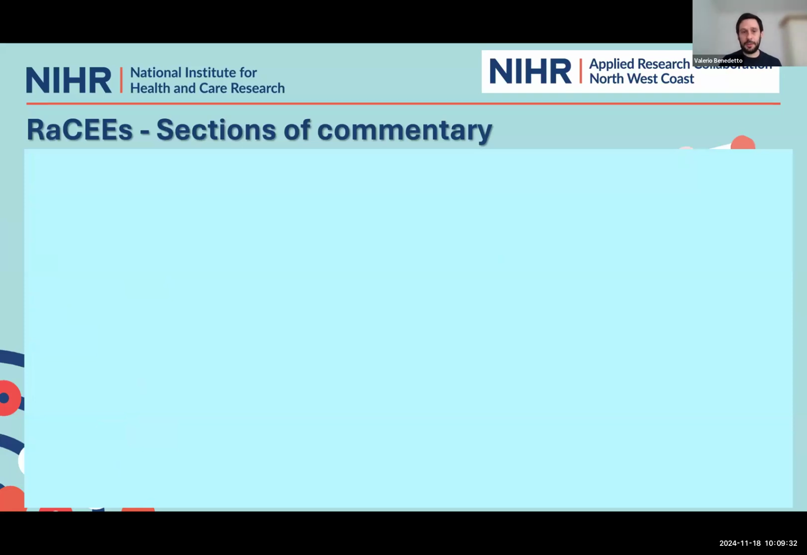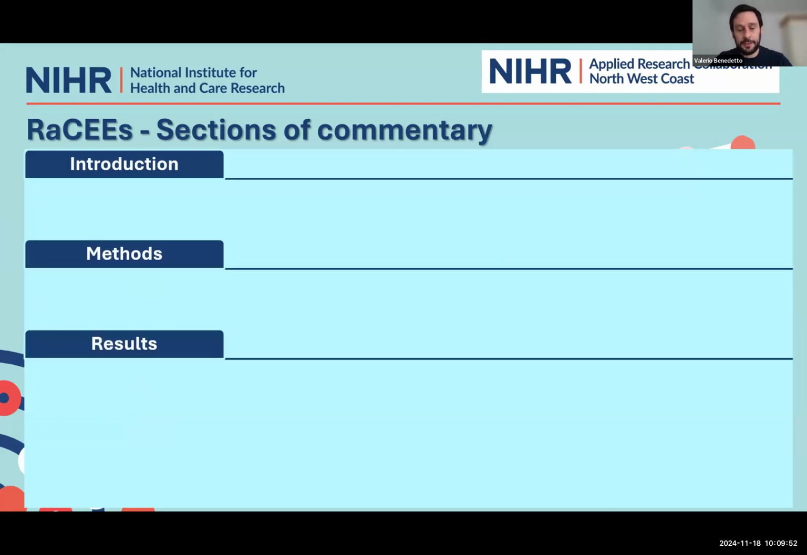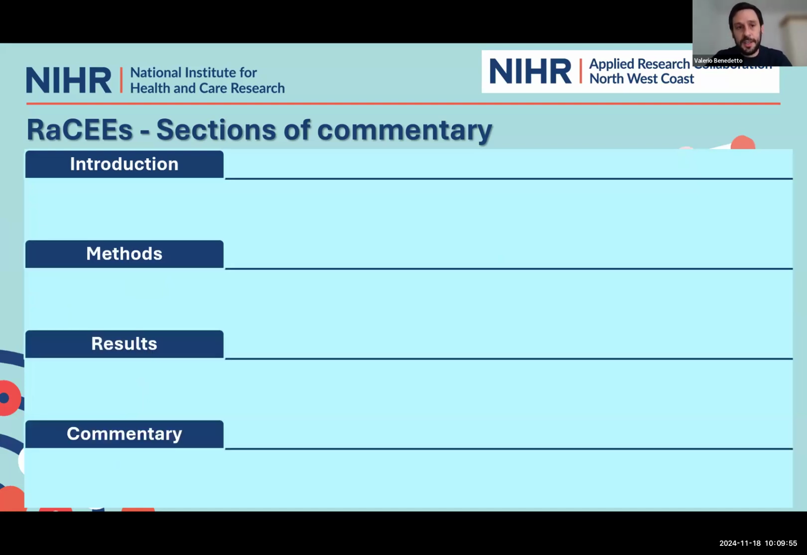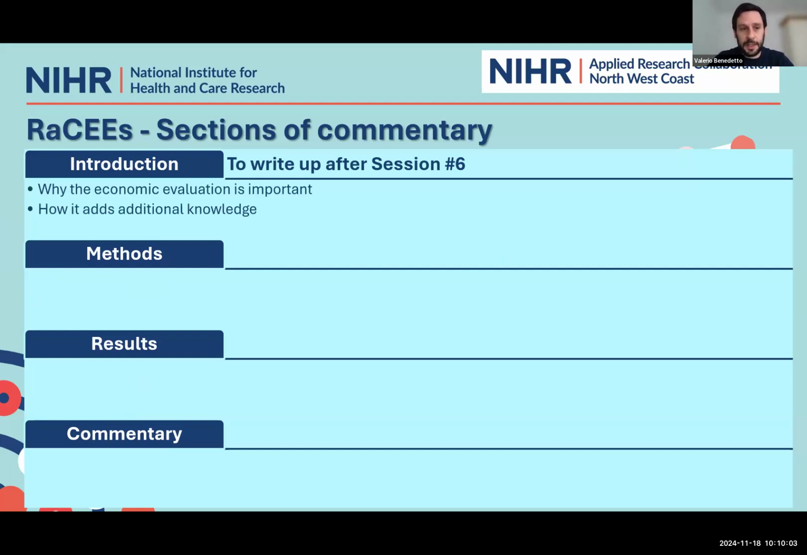But before we do that, I wanted to talk a bit about the different sections of our commentary. So at the end of the course, we will have a manuscript. We will write up a manuscript together, and it will have different sections, which I'm sure are familiar to many of you. So we will have an introduction, method, results, and commentary section. In terms of the introduction, we will write that as the last thing to do. So we will try to write that up after session 6, but we can tell you now that we are going to try to include information about why the economic evaluation is important and how it adds knowledge.